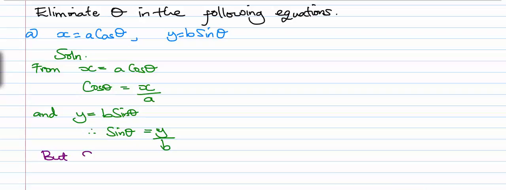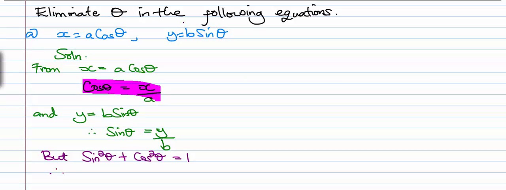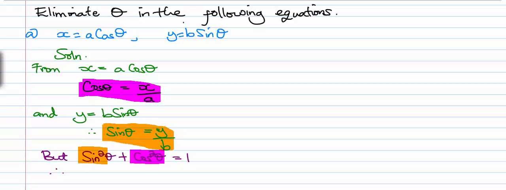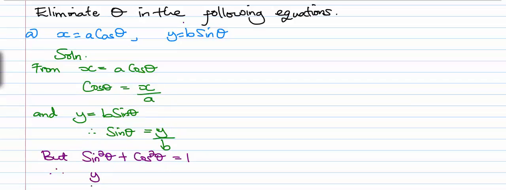Now as I have cos theta and sin theta, I'll get a trigonometrical identity that relates cos and sin, and of course that is our first trig identity. So wherever there is cos in that trig identity, I'll put x over a, and wherever there is sin in that trigonometrical identity, I'll put y over b. Then simplify, and I would have solved and eliminated theta in that particular equation.